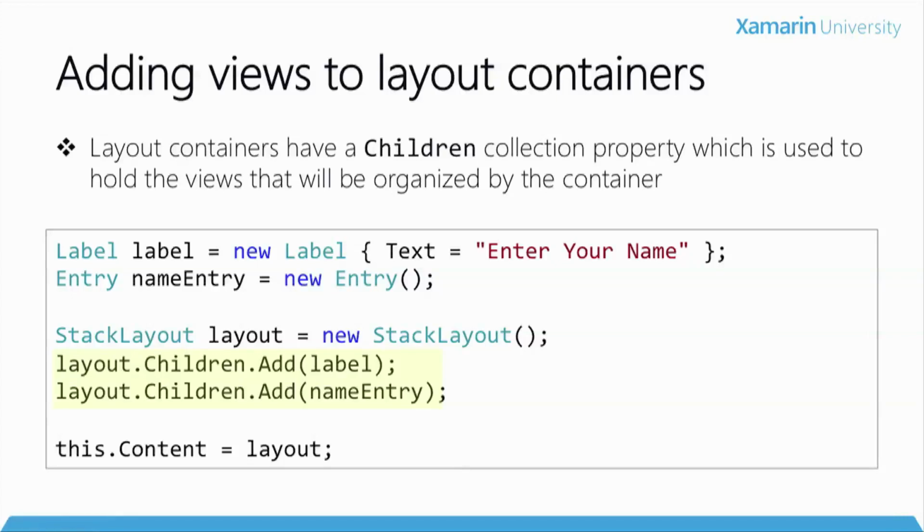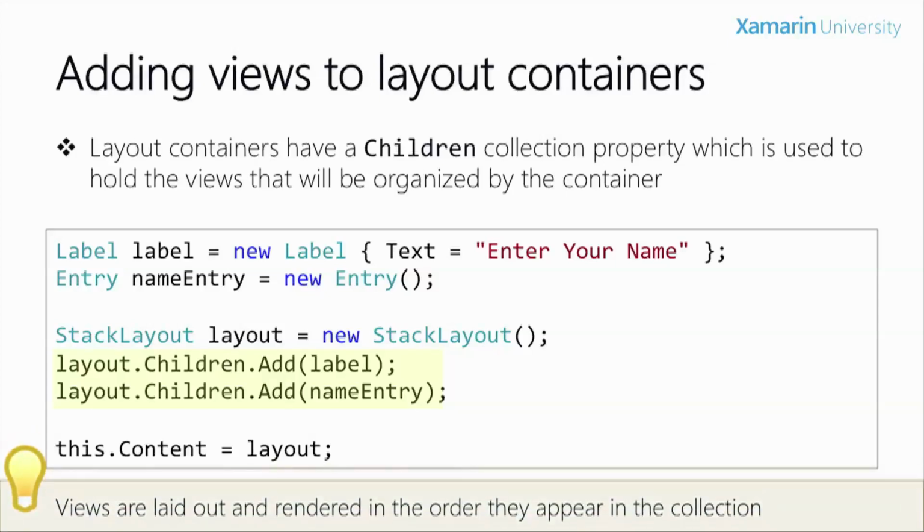If you want to add or remove views to a layout container, then you insert or remove them from the children collection. That's a property that's available on each layout container, and you can add and remove elements at runtime. Notice that it matters in what order you add the child elements here. So for instance, if we take that stack layout here, we add a label and a name entry. The label will be at the top and the name entry will be below. If we switch the stack layout to horizontal orientation, the label will be at the left and the name entry will be to the right of it.